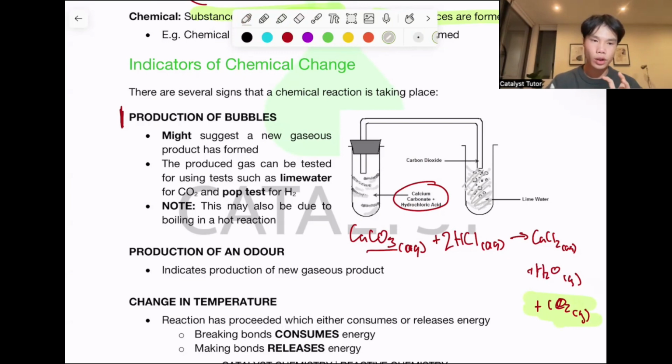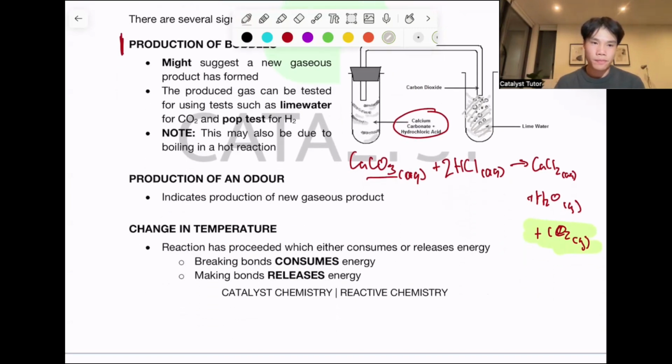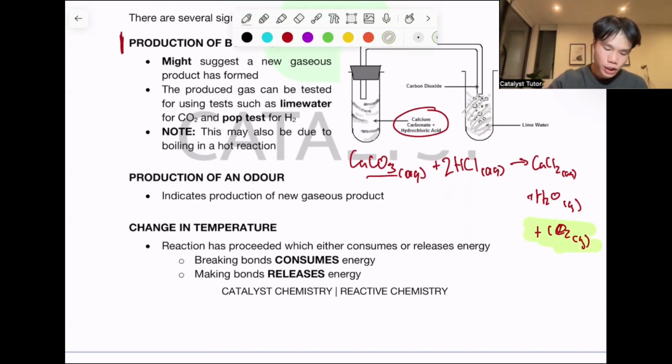So there's different things you can observe. You can run tests or a pop test for hydrogen gas if you ever suspect that. So that's the one where you capture hydrogen gas underneath a test tube, light a match, and it goes whoop, big pop sound. Okay, so the first thing, production of bubbles. Other signs, production of an odor. So if you can smell something, you might have made a gaseous product.